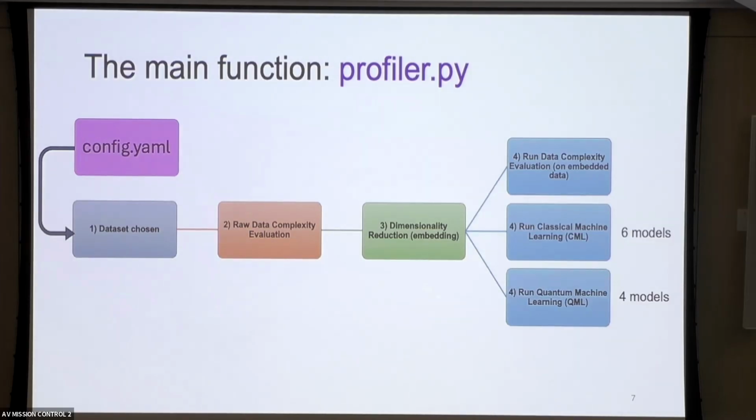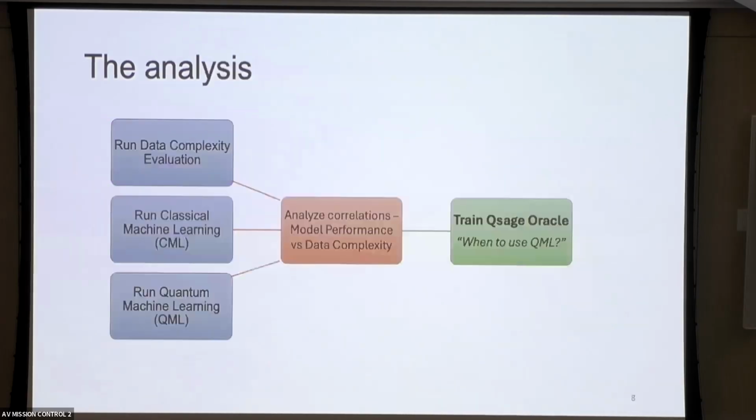From there, you do any possible dimensionality reduction. If you have 100 features in your data set and you want to speed things up, you can reduce it down to, let's say, the 10 most principal features. Then you run the data complexity evaluation again on the now embedded data. And then all in one slingshot maneuver, you run 6 classical machine learning models and 4 quantum machine learning models. From there, you can analyze this data, the correlations between model performance and data complexity.